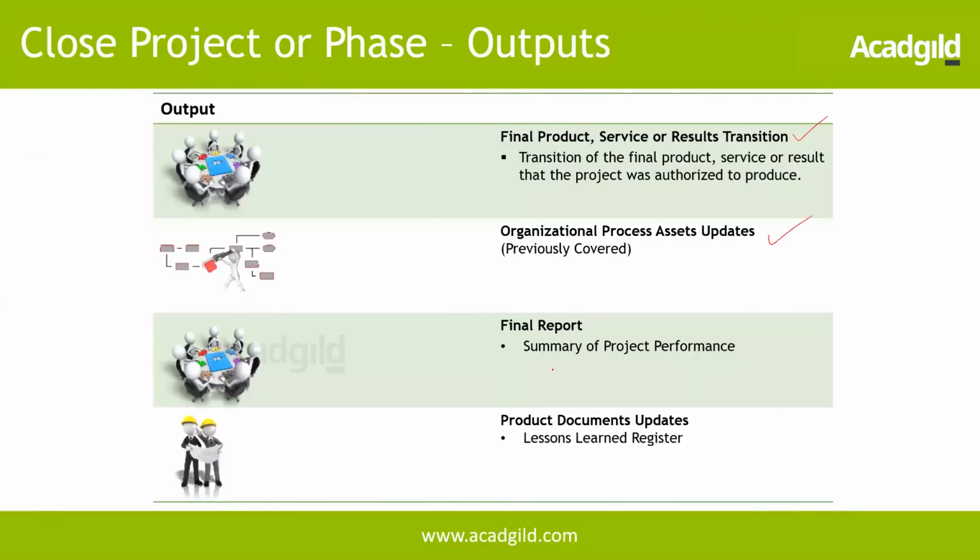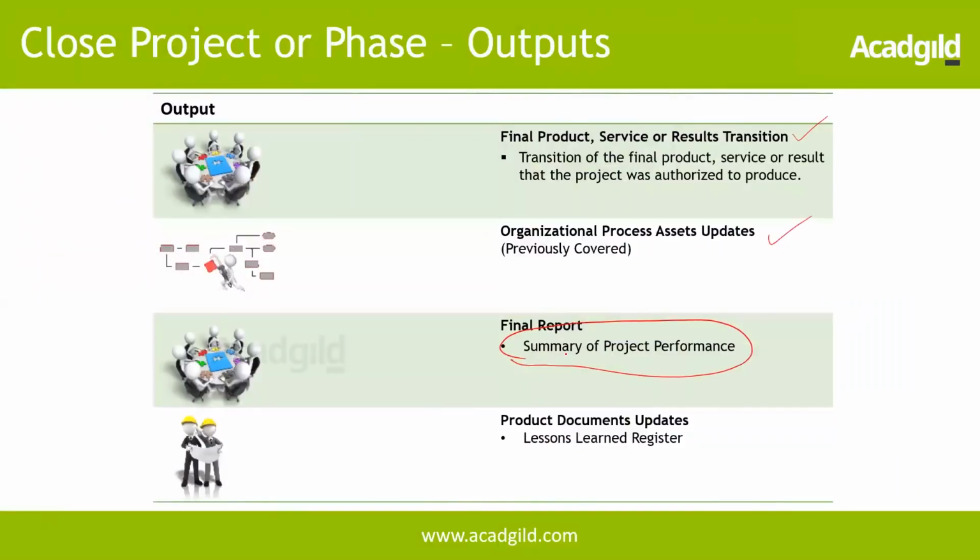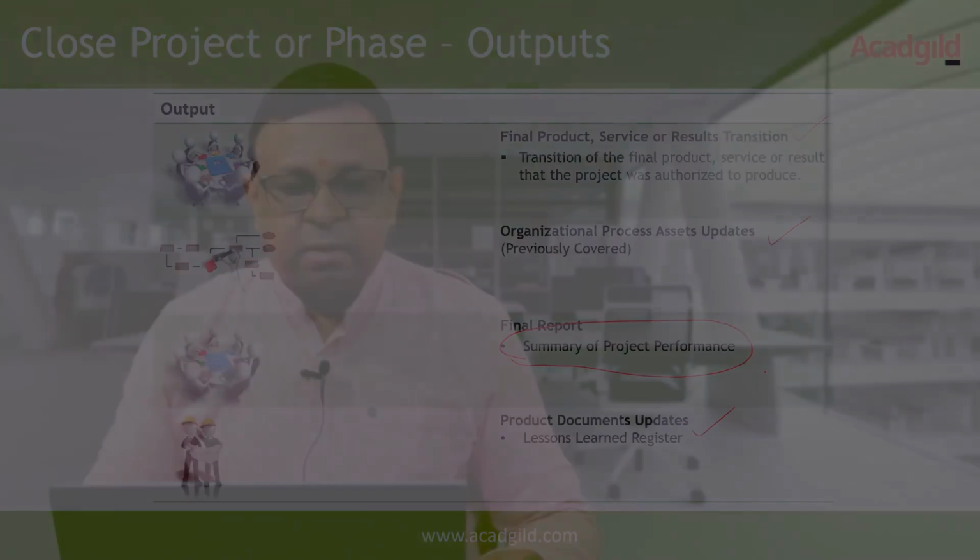Final report. This talks about a summary of the project performance overall. So now during monitoring and controlling, we have been doing the project performance review at very periodic intervals. Now overall, taking the end-to-end project into consideration, looking at a final report of how the project performed, and then the project document updates, lessons learned register. So that concludes the close project or phase.